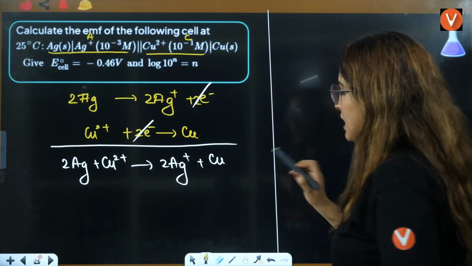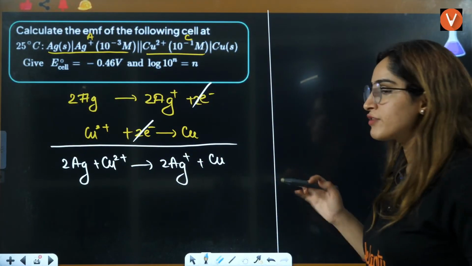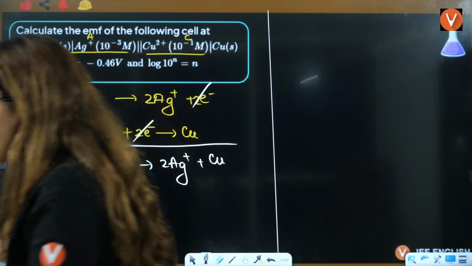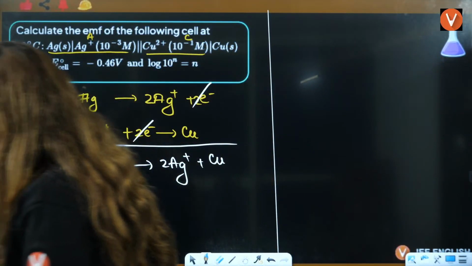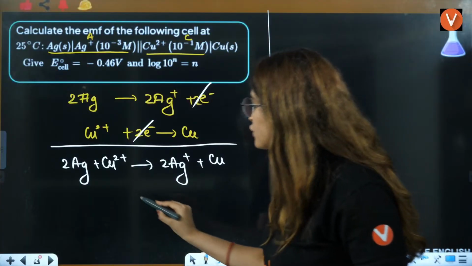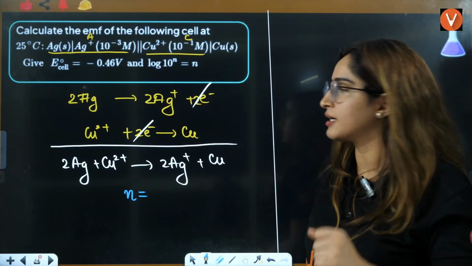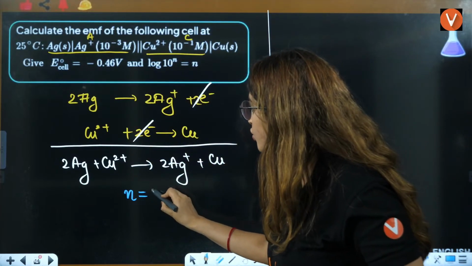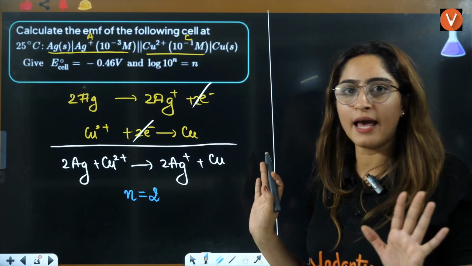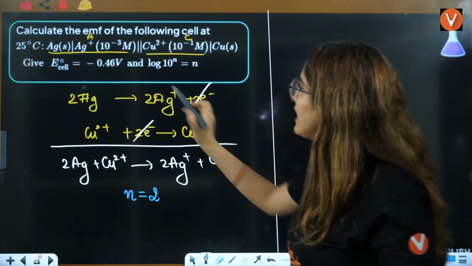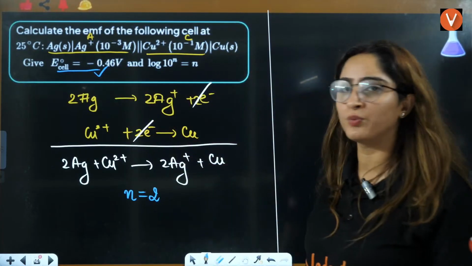Now tell me what is the value of number of electrons that it is exchanging. Thank you, Vansh. So, number of electrons that it is exchanging here, gained and lost, is 2. We have written it there. N we already know. E naught value is given to you.